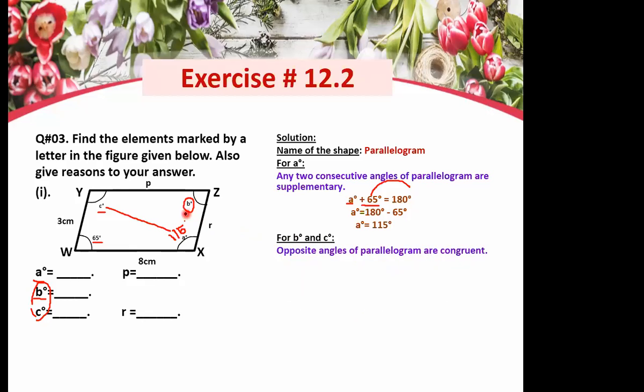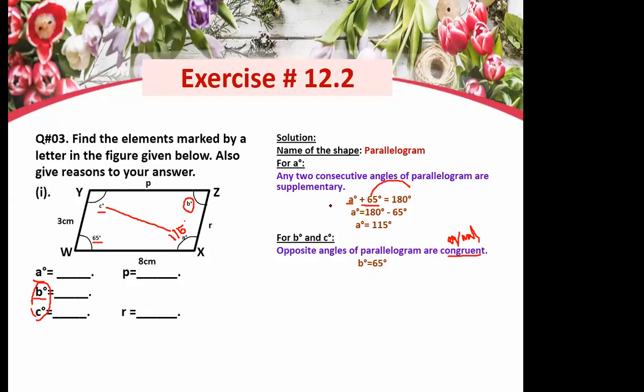Now the opposite angle of b will be this one. So if this angle is 65, your b will also be equal to 65. Okay, why? Because opposite angles are congruent. Congruent means equal, or you can say the same. Okay, congruent means equal or same. Understand?